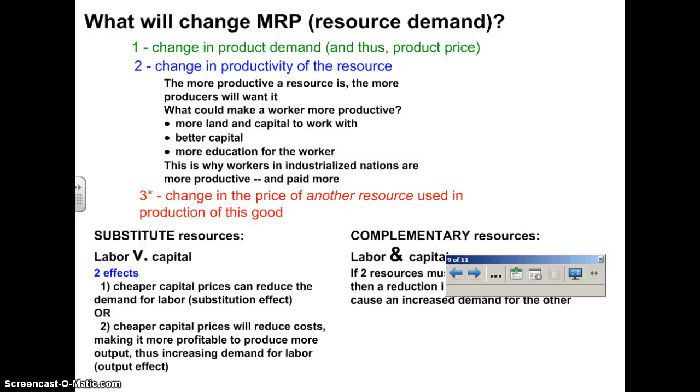Now that you understand what MRP is and how it relates to labor demand, we're going to consider a few things that would actually change the resource demand or the MRP curve.